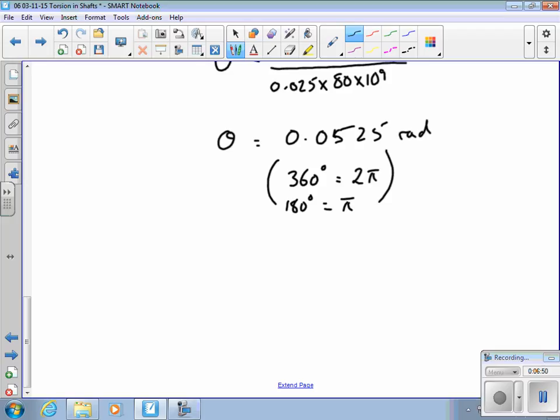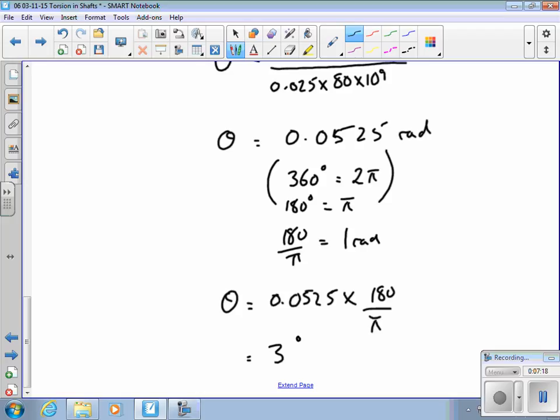Is that what I want? I want to know what 1 radian is, don't I? So it's the other way. 180 over pi is 1 radian. So 0.0525 times 180 over pi will tell us in degrees. So it's about 3 degrees.